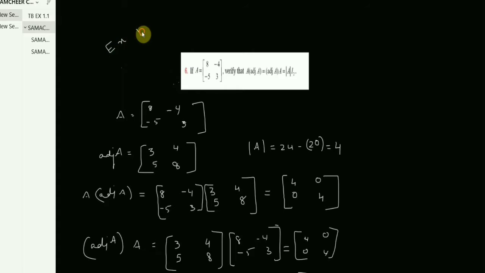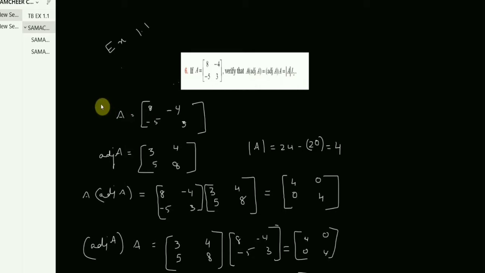Hello students, today we will do exercise 1.1, question number 6. Matrix A is [8, -4; -5, 3]. Verify that A into adjoint of A is equal to adjoint of A into A is equal to determinant of A into I2. I2 means identity matrix of order 2.